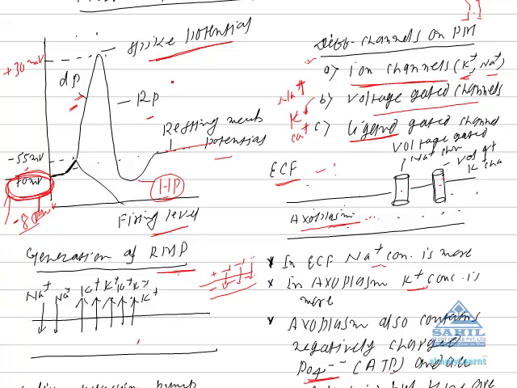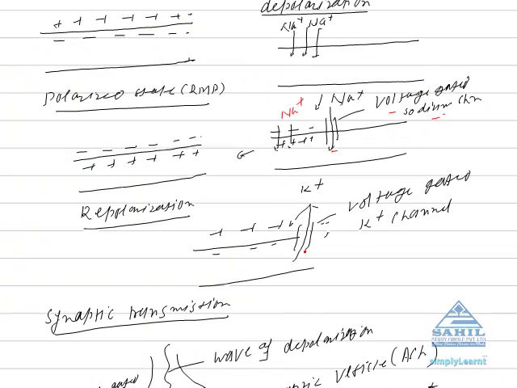Due to opening of the voltage gated potassium channel, it causes efflux of potassium ions from inside to outside. As a result, it leads to accumulation of positively charged ions outside. This is called repolarization. In this diagram you can see potassium ion efflux occurs through the voltage gated channel. Due to efflux of positively charged ions outside, the normal resting membrane potential is achieved again.